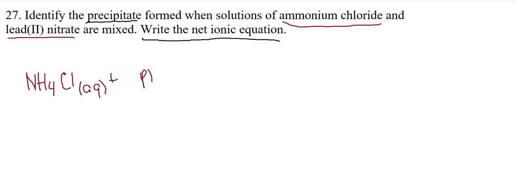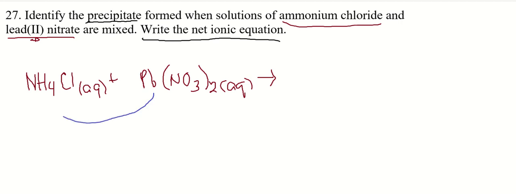So lead is Pb, has a 2 positive charge. It tells you there. And nitrate is NO3. I'm going to put this in parentheses because there's going to be 2 of them, right? 2 positive and 1 negative. Crisscross those, and that tells you there's 2 nitrates. And another AQ. And that's going to form.